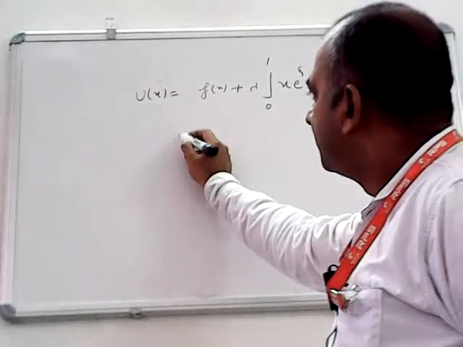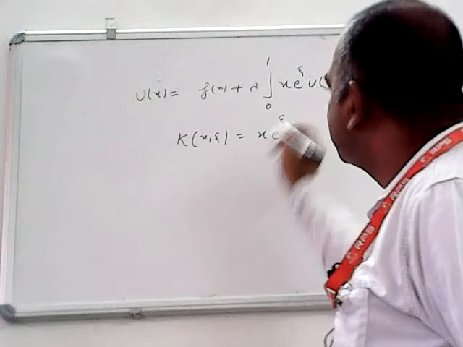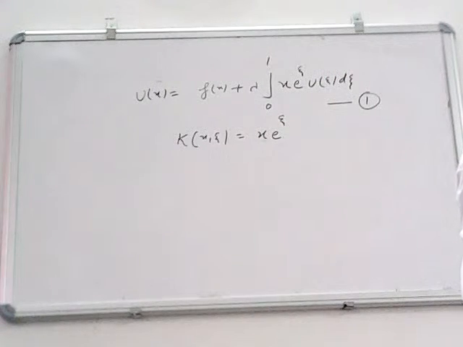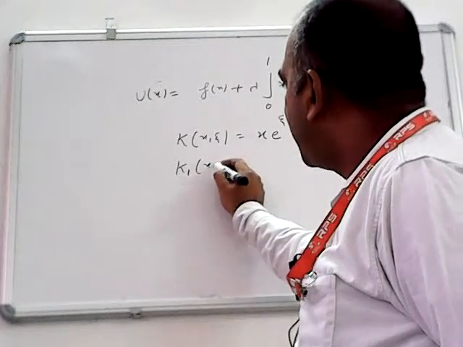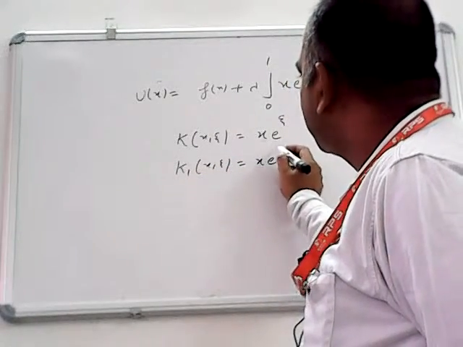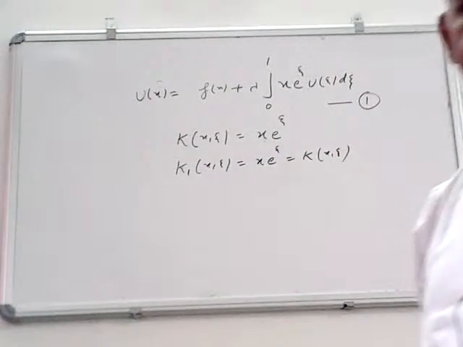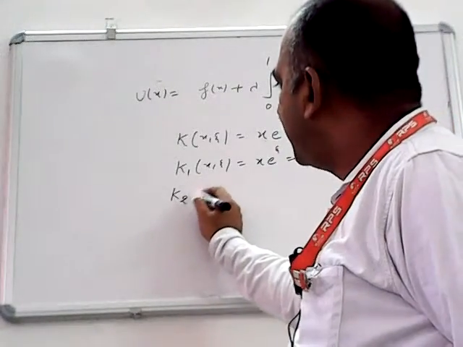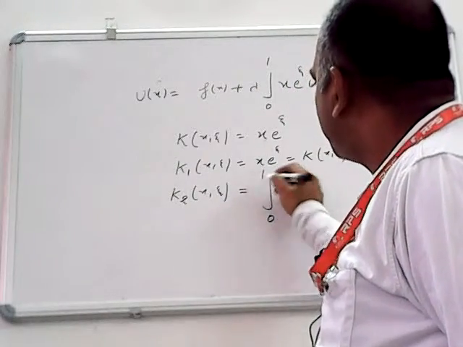In this case, what is the kernel? The kernel K(x, xi) is given as x e^xi. So for the calculation of the resolvent kernel, first of all, we have to calculate the iterated kernel. The value of K1(x, xi) will be x e^xi, because that is equal to the kernel K.